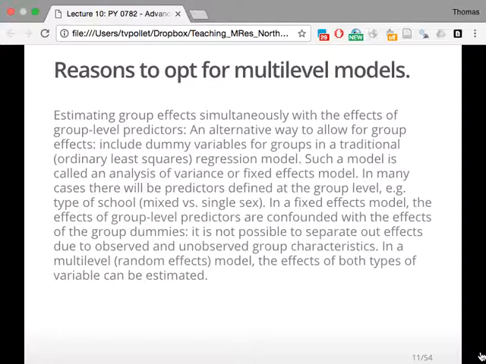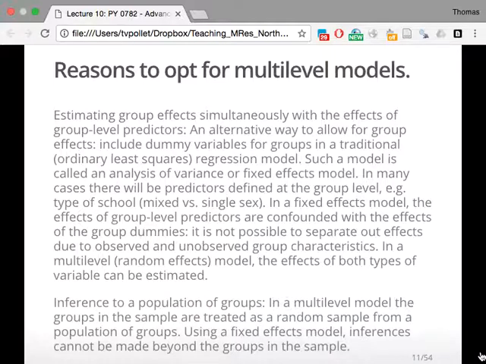And so you can't make further dummies to say it is really mixed sex driving this rather than the school. Whereas in a multi-level model, we would be able to say it is mixed sex, which leads to higher or lower scores above and beyond the class structure that we have. The effects of both types of variables can be estimated in a multi-level model.